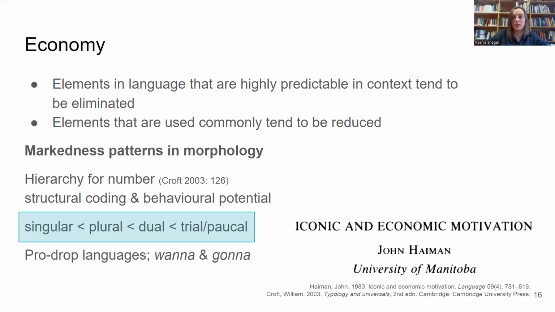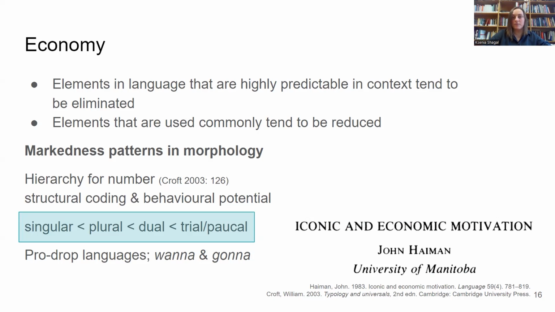Okay, then the next functional explanation is economy. There are actually two subtypes here. The first claim in the domain of economy is that elements in language that are highly predictable in context tend to be eliminated. And the second one is that elements that are used commonly tend to be reduced. So basically, economy, the word, speaks for itself. The idea is that languages want to leave unexpressed whatever can be left unexpressed.